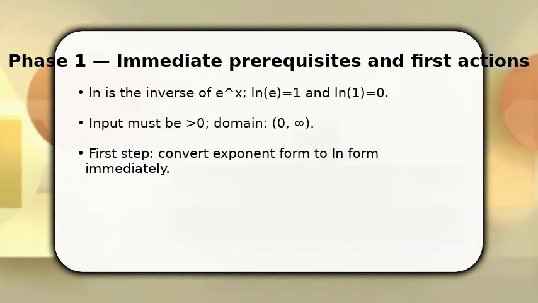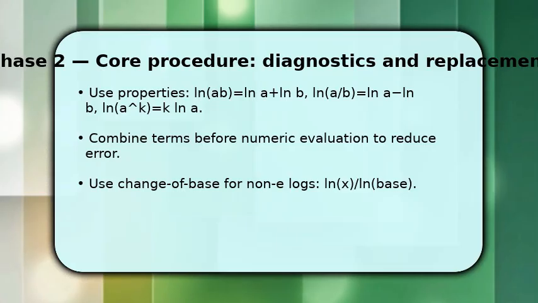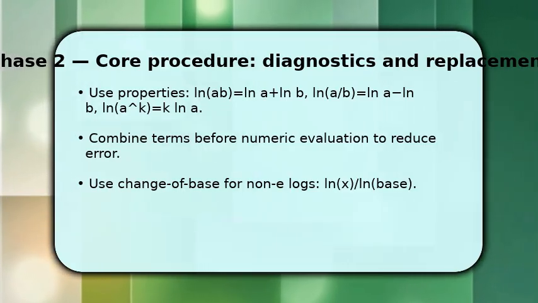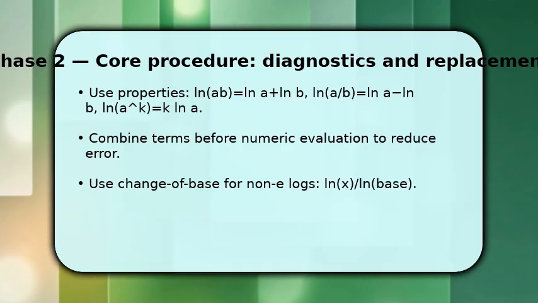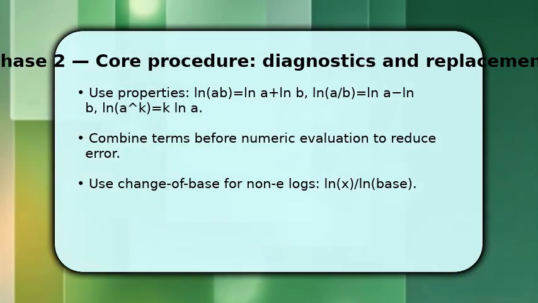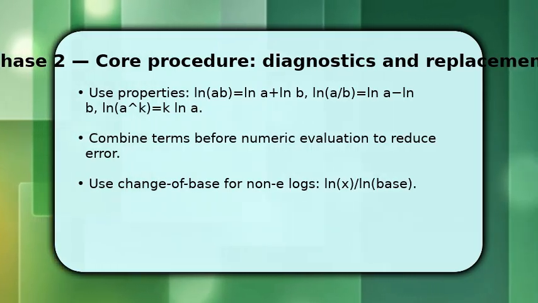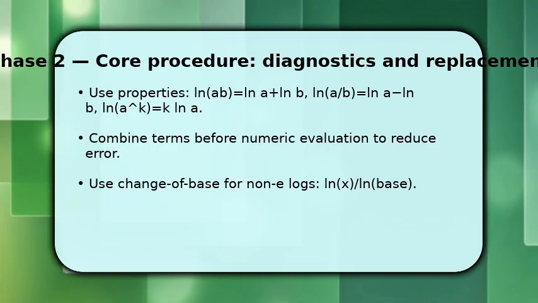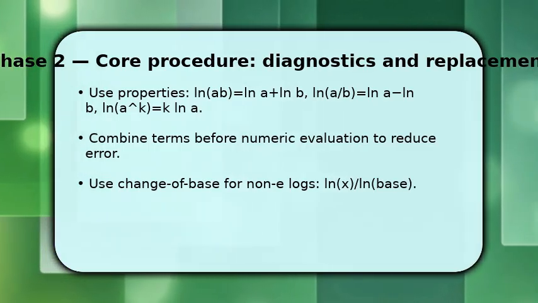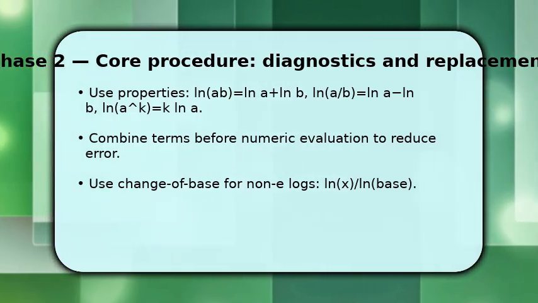You now apply the core rules to simplify. Split products into sums, quotients into differences, and bring exponents down as multipliers. That's the only way to linearize messy expressions. Once you have linear terms in ln, collect like terms and factor out coefficients so you can isolate the variable. Make sure to use change of base when a different base appears. Rewrite it as ln x / ln base to stay consistent. This reduces numerical error and clarifies the algebraic path to the solution.